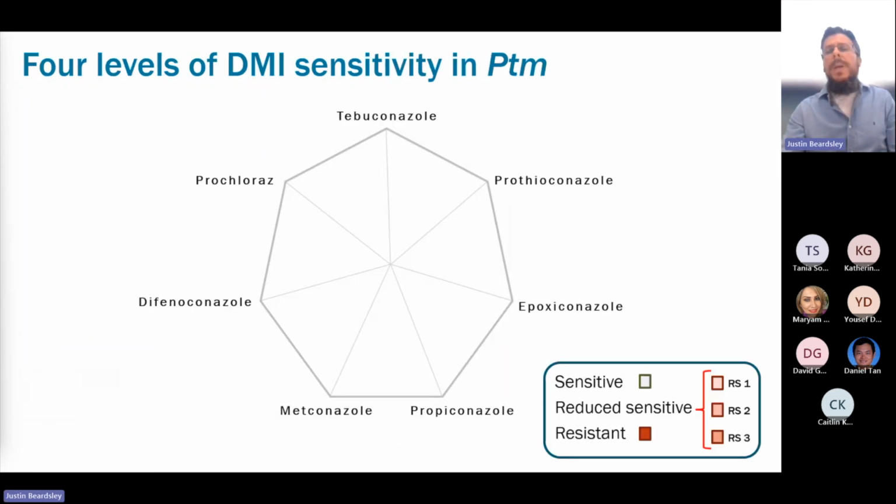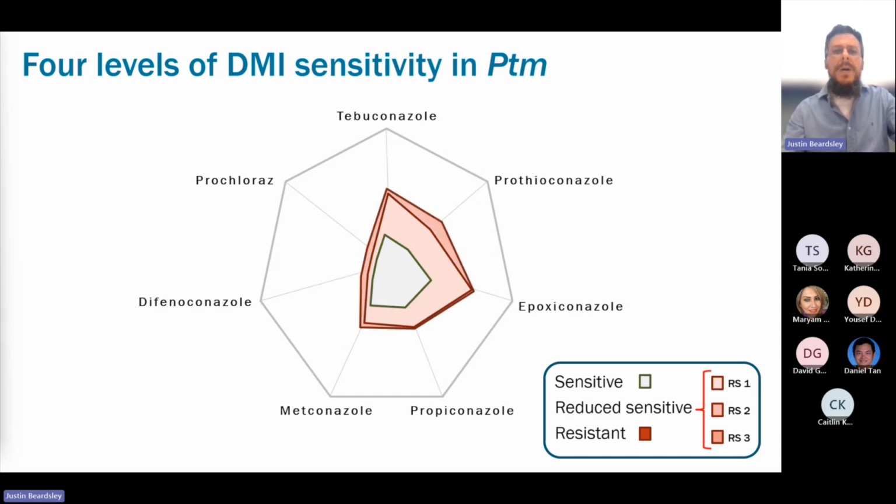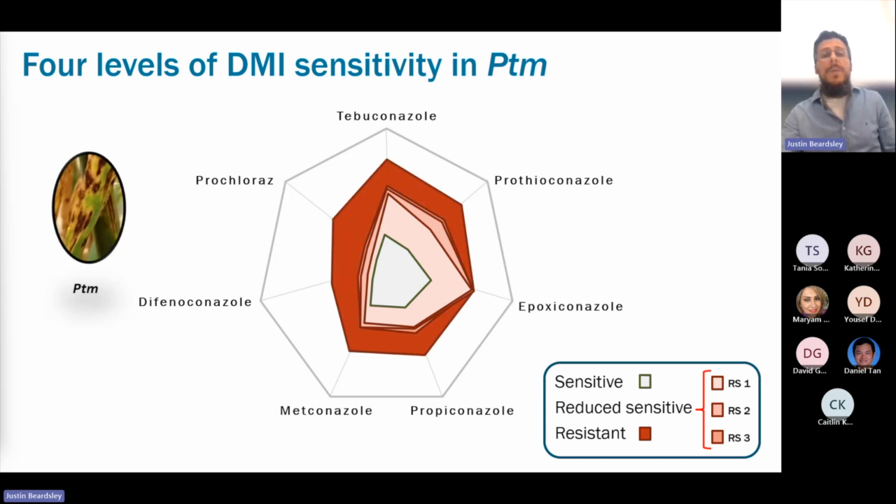So we isolated PTM, Pyrenophora teres maculata, from this crop, or what we thought was Pyrenophora teres maculata. And we found different levels of sensitivity, over the years. So you've got sensitive isolates, and then what we call reduced sensitive isolates, slightly more tolerant to the compounds. This is a cartoonish representation of a logarithmic scale, response to different DMIs. And then what we found in this field was this red ring, which was way more resistant than everything else that we have found to date.